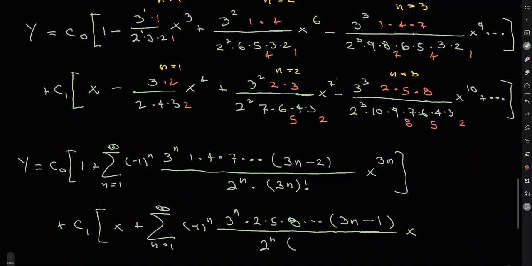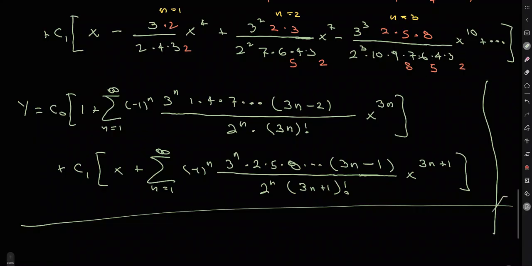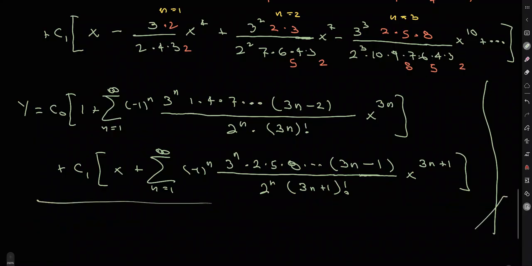And then how do we get the 7? 3 times 2 equals 6, plus 1 equals 7. What about the power x to the 10? The power of x, which is 10 in this case, is 3 times 3, which is 9, plus 1 equals 10. So x to the 3n plus 1. And same over here, 3n plus 1 factorial. All right. So in this case, 2 series, and this is our final answer. That's the final answer for this exercise.